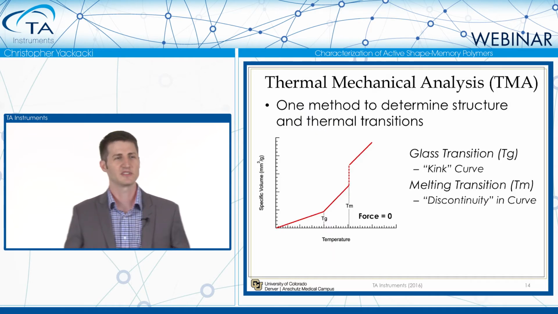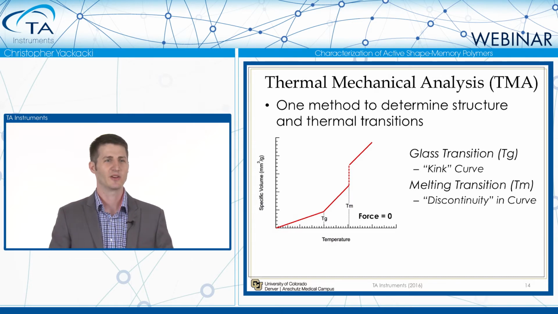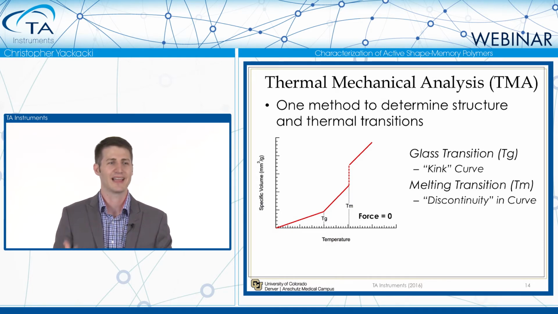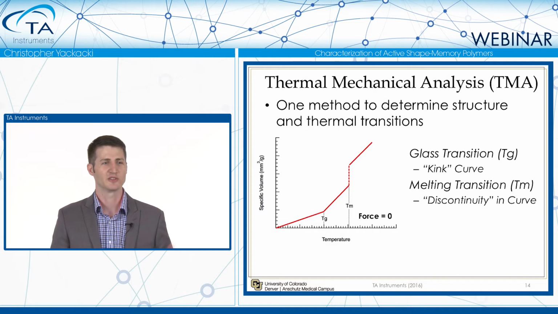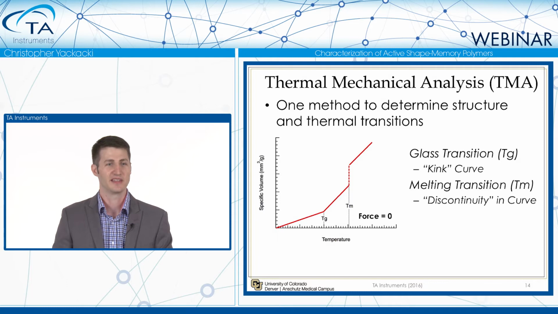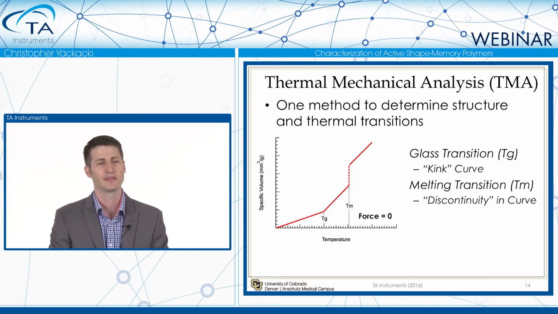And so maybe first example, TMA, thermomechanical analysis. You can use this to determine the structure of our polymer and some of our thermal transitions present. So if you look at a very classic dilatometry experiment, you look at your specific volume versus your temperature. And glass transitions show up as a kink in the curve, and melting transitions tend to show up as a discontinuity or a jump in the curve. And so if you have just a zero force and you change the temperature, monitor your volume, this is what you would see for each of those transitions. So this is an idealized graph.